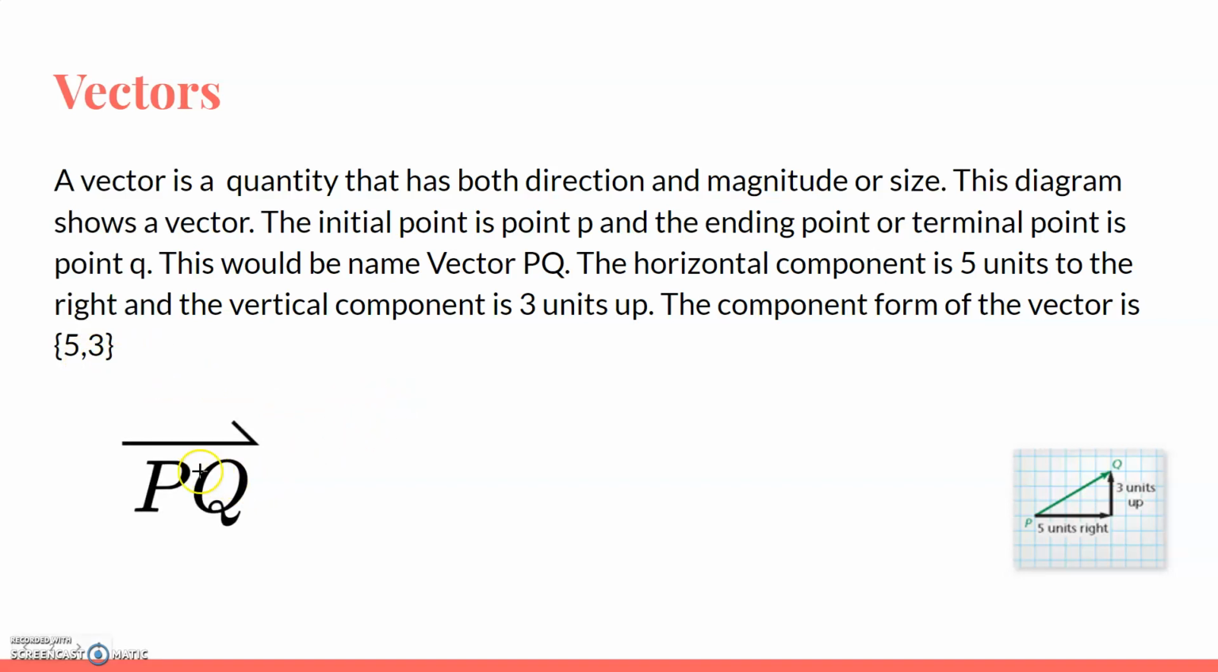So this is how you would write it. If you don't want to write it in words, you just put the starting and ending points PQ, or the name of the vector, and then a half arrow on top representing that this is a vector. That's another way of writing it.